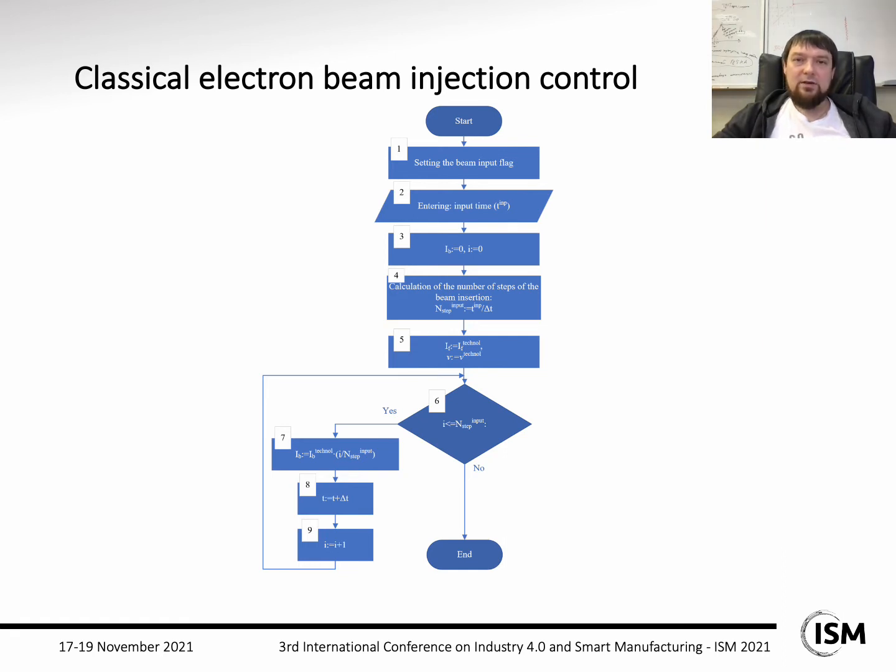At the next stage, the value of I is compared with the previously calculated number of steps until the condition is met: I is greater than n step input. Until I is greater than n step input, the beam current is calculated using the formula in step 7. At stage 8, an increase in time is made by a time delta t. Then I increases by 1 until the condition I is greater than n step input is met.